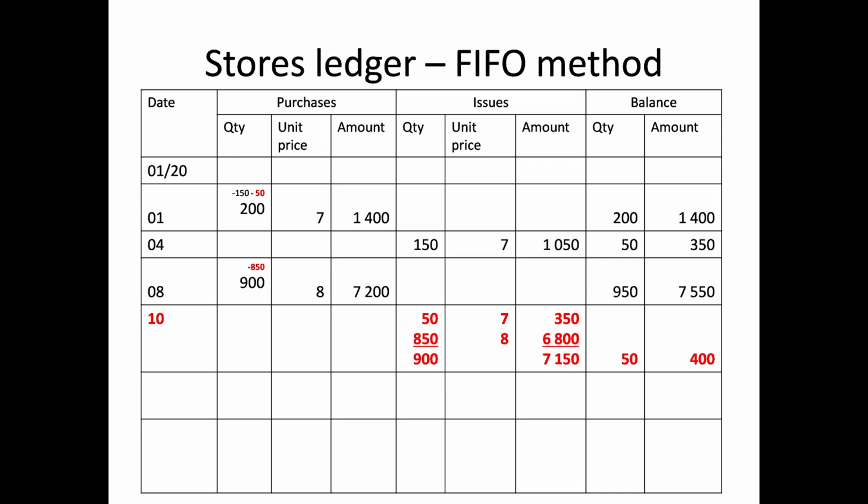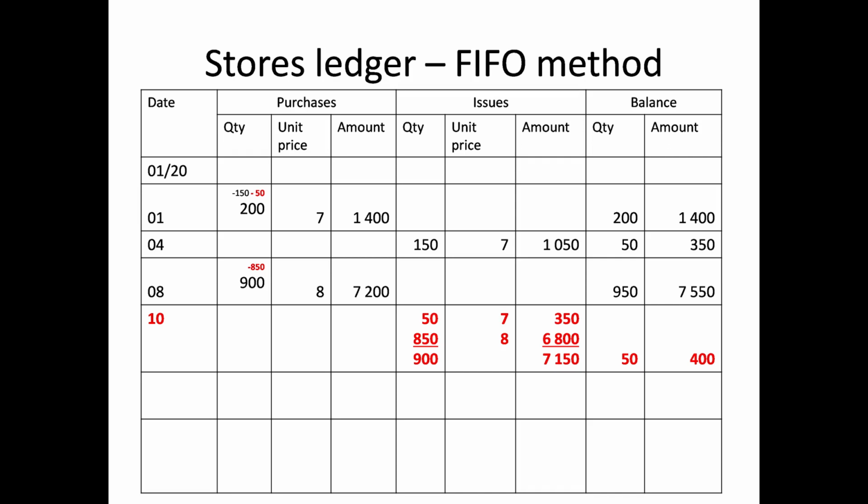Now under issues, quantity 850, unit price 8 rupees, amount 850 multiplied by 8, 6800. Now the total quantity you are going to issue on 10th January is 50 plus 850, it's 900 units. And the total amount you are going to issue is 350 plus 6800, 7150.